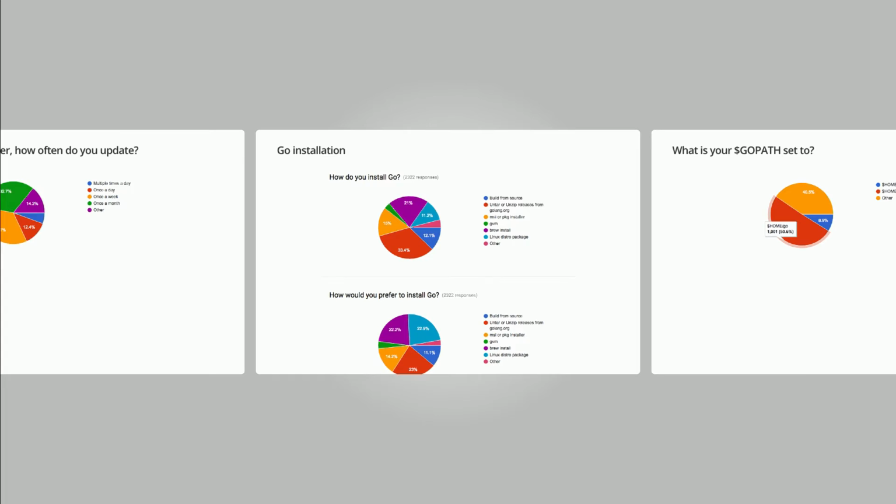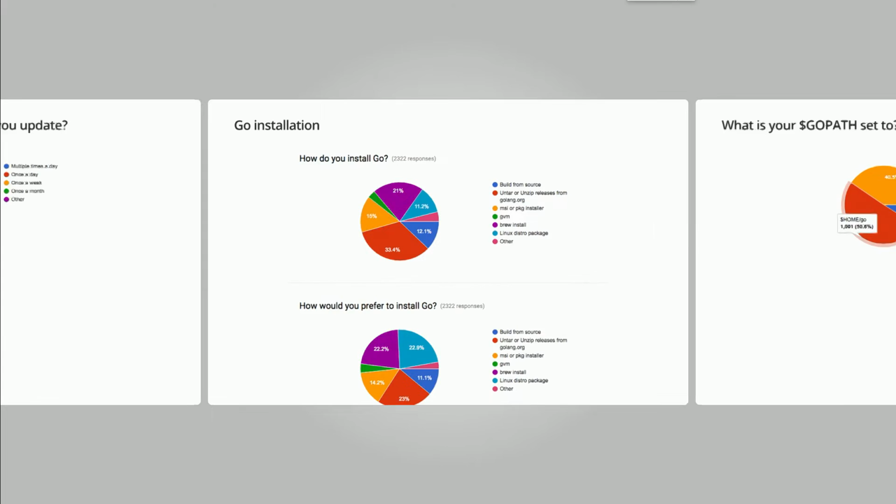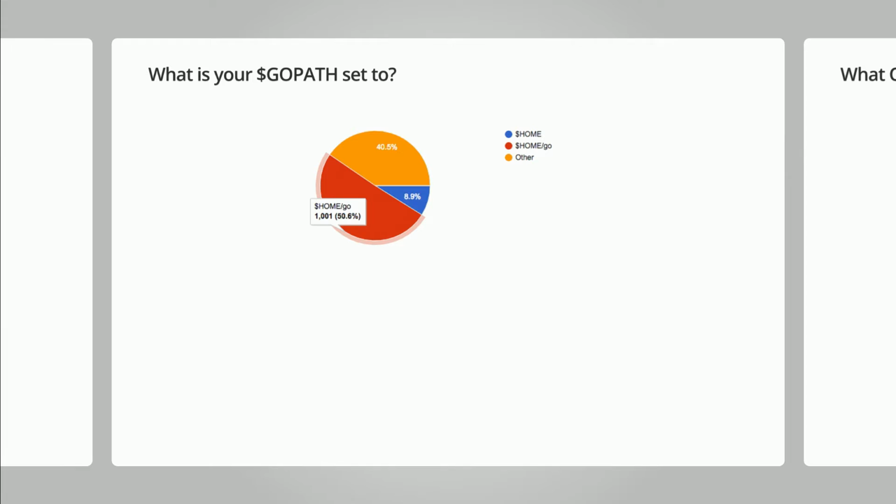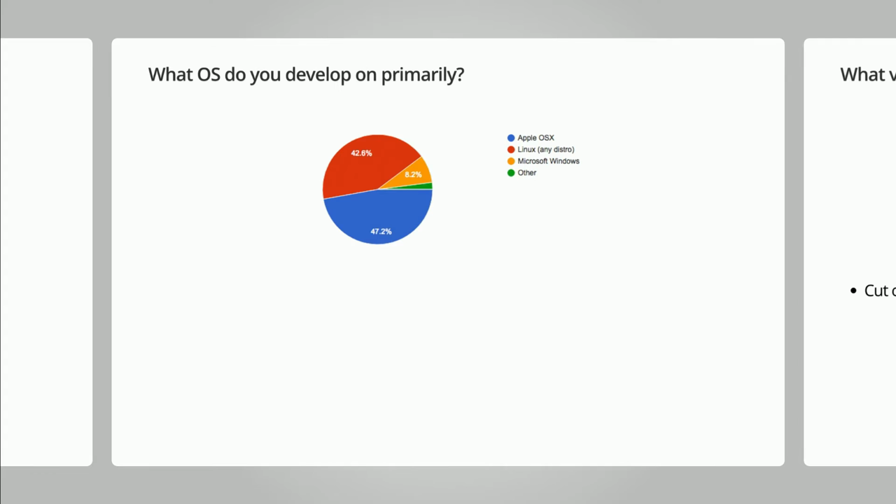How do people install Go? The vast majority of people untar, which is the red blob, though more would apparently like to use packages. Oh, let's see, we can do that probably. Is that better? There we go. Most people, 50%, use a home Go directory as their Go path, which makes sense to me. We're pretty much split between Linux and OS X for development purposes. You'll see another slide for deployment later.